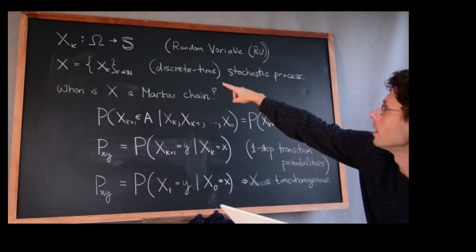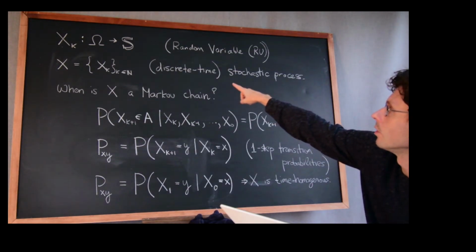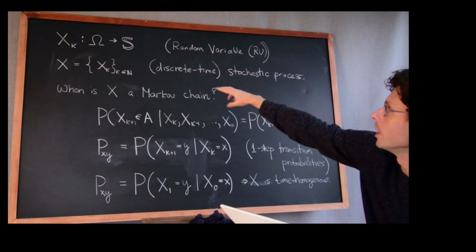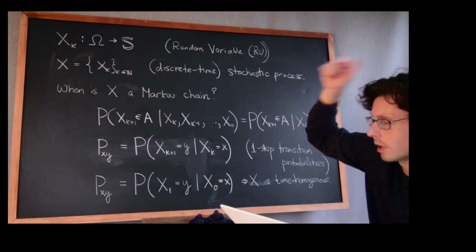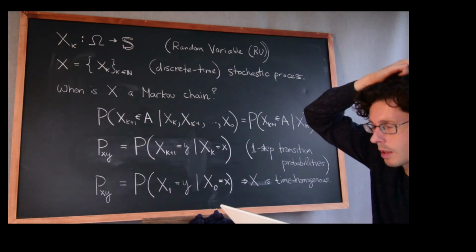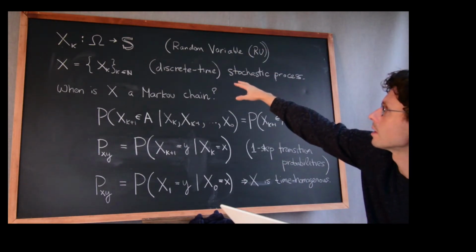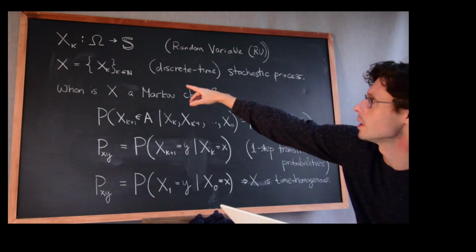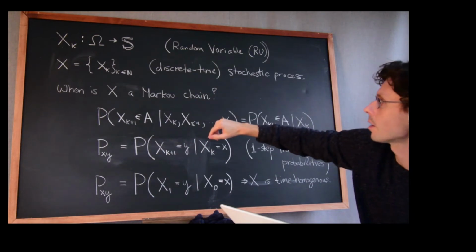But the discrete time here refers not to the state space, which could be continuous or discrete, but to the nature of time. So there are continuous time stochastic processes and there are discrete ones. This is a discrete time stochastic process, which is evident by the fact that you have a discrete index on the time subscript.